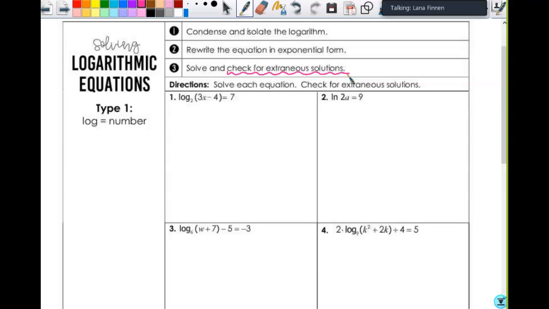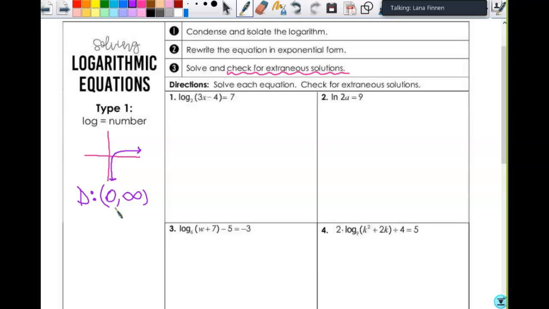So just because we get an answer doesn't mean that they all will work, because your parent function for a log looks something like this, right? So what's the domain of this function? My little purple function. 0 to infinity, okay? So that's the only allowable inputs for a log. So can I take the log of a negative number or 0?